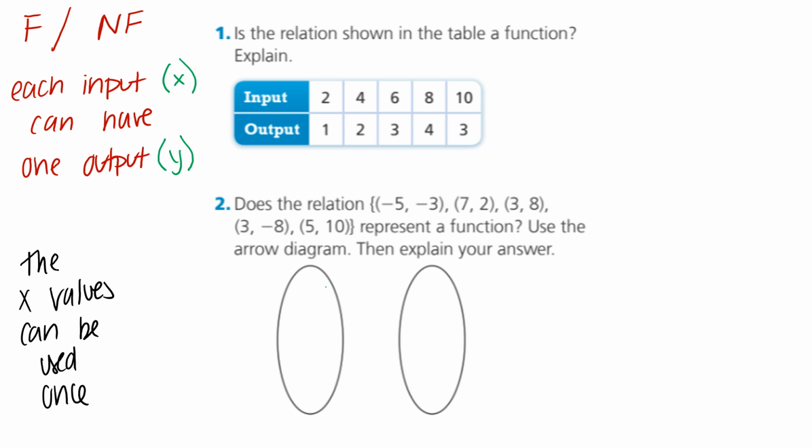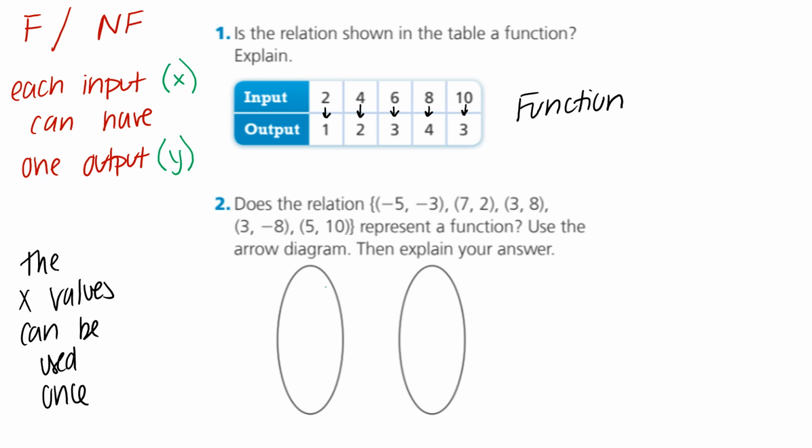So for number 1, the input value 2 is only paired up with 1, 4 is only paired up with 2, 6 goes with 3, 4 goes with 8, and 10 goes with 3. None of the X values are used more than once, and so number 1 is a function.